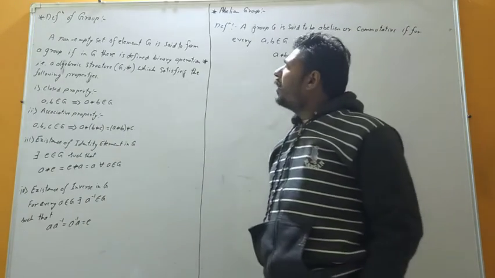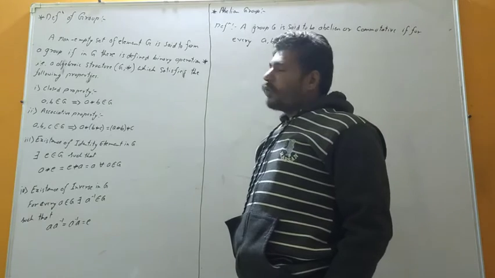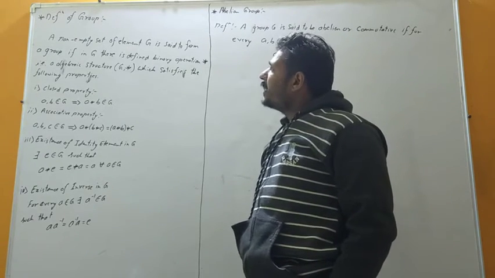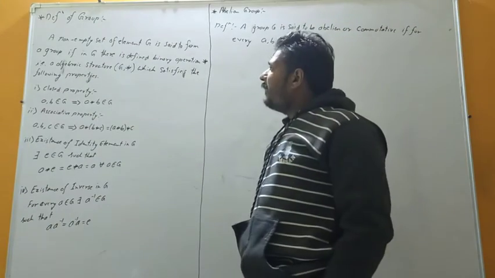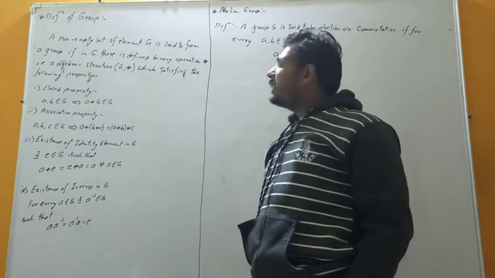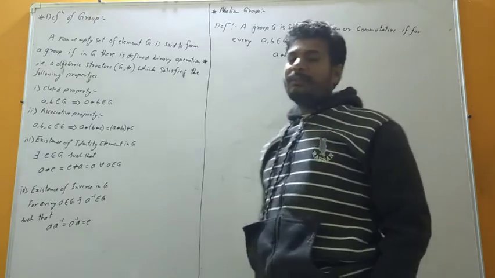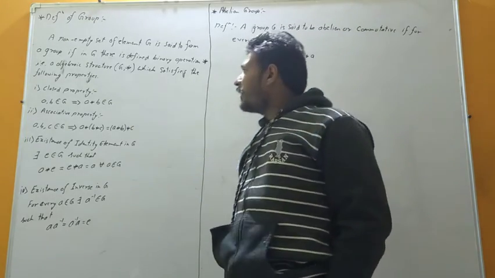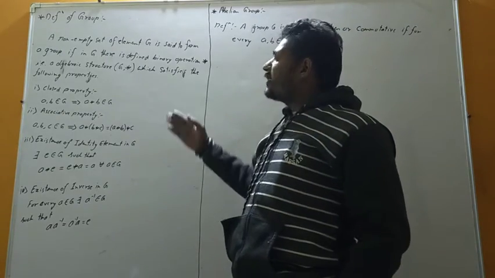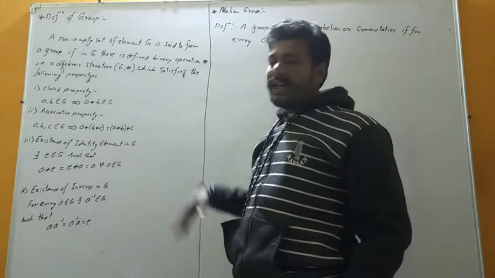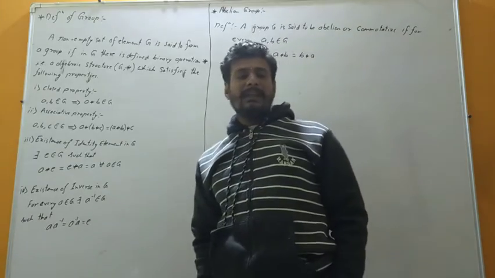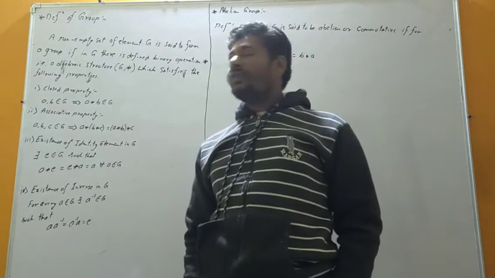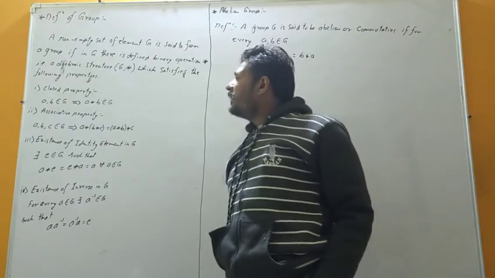A group is nothing but a non-empty set of elements G, said to form a group if in G there is defined a binary operation. What is a binary operation? That we discussed in the previous lecture. And the algebraic structure consisting of G star, where star may be any binary operation, addition, multiplication, and so on, satisfies the following properties.